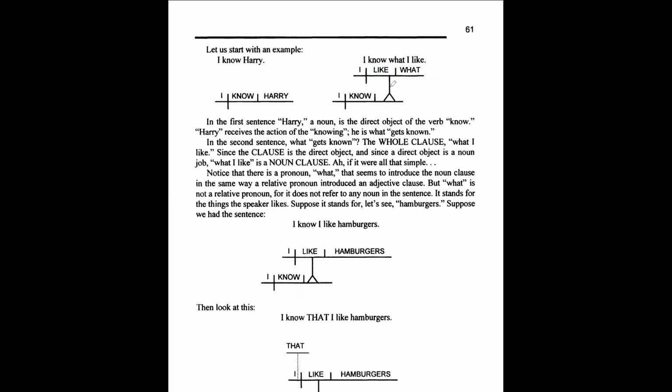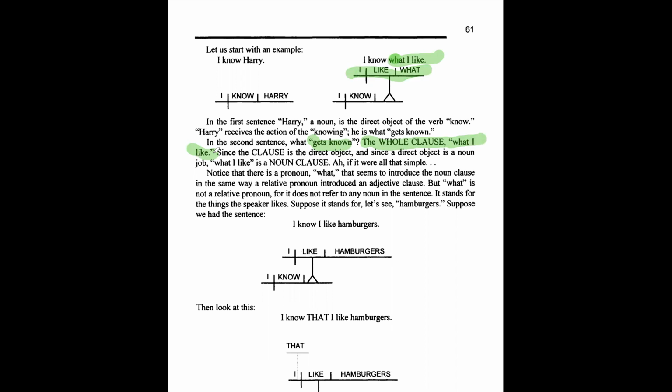noun clauses. So in the first sentence, Harry, a noun, is the direct object of the verb know. Harry receives the action of the knowing. He is what gets known. In the second sentence, what gets known, the whole clause, what I like. So what is the thing that is getting known, right? What gets known? It's what I like. It's the whole clause, what I like. Since the clause is the direct object, and since the direct object is a noun job, what I like is a noun clause.